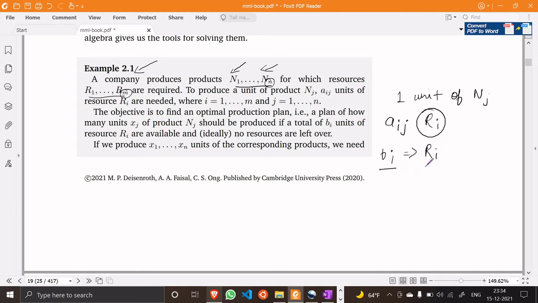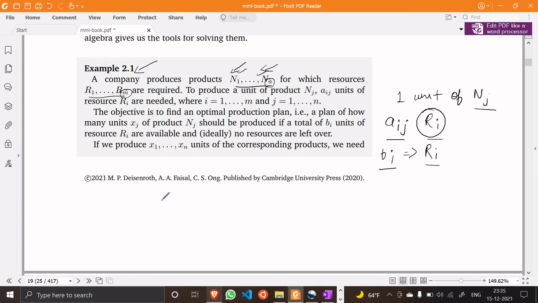We have only bi units of ri, and we know that we need aij units of ri in order to make nj, right? So we want to make as much of products n1 through nn as possible with the given constraints, so that we don't waste any resource. Okay, so this is the question at a high level.